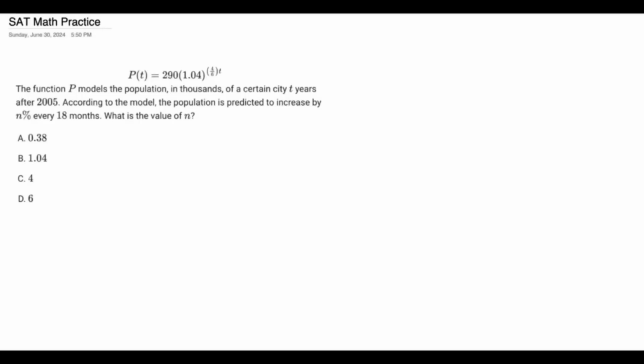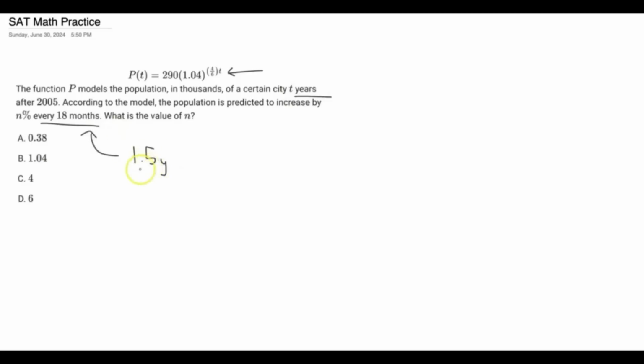Function P models the population, in thousands, of a certain city t years after 2005. According to the model, the population is predicted to increase by n% every 18 months. What is the value of n? All right, so first off, we want to know how much it increases every 18 months, but in our equation, t is represented by years, and so we want to convert this 18 months to years. So 18 months is just 1.5 years, right?